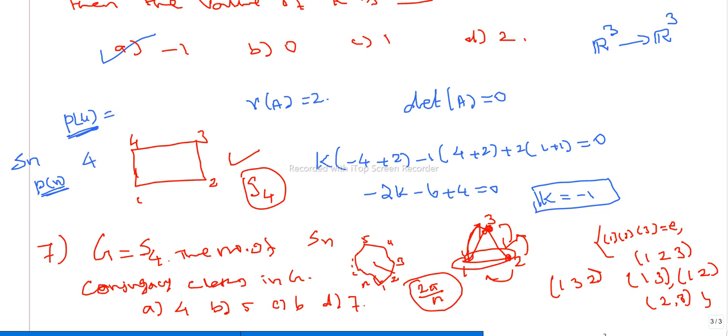4 can be written as 4, or 3 plus 1, or 2 plus 2, or 2 plus 1 plus 1, or 1 plus 1 plus 1 plus 1. So 5 different ways we can write. Therefore P of 4 is 5. Therefore the answer is 5. The number of conjugacy classes in Sn is P of n, where P is a partition of n. So here P of 4 is 5.